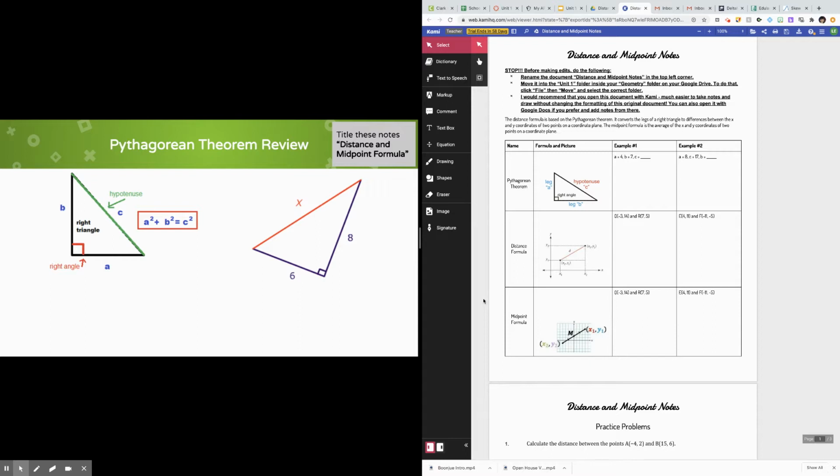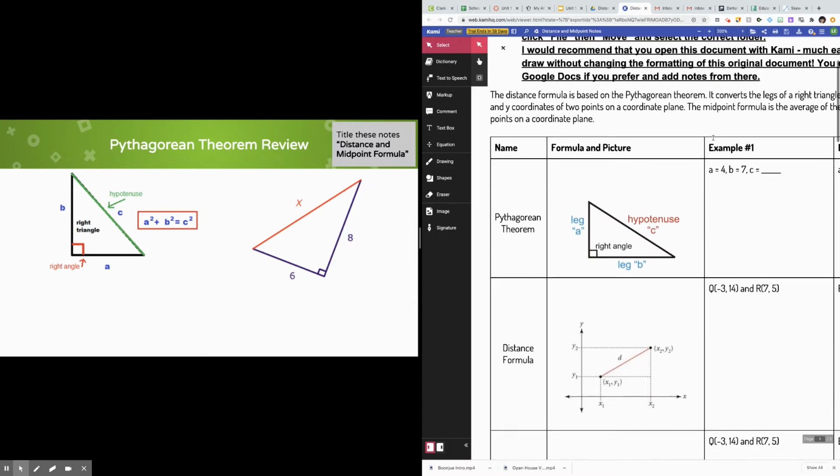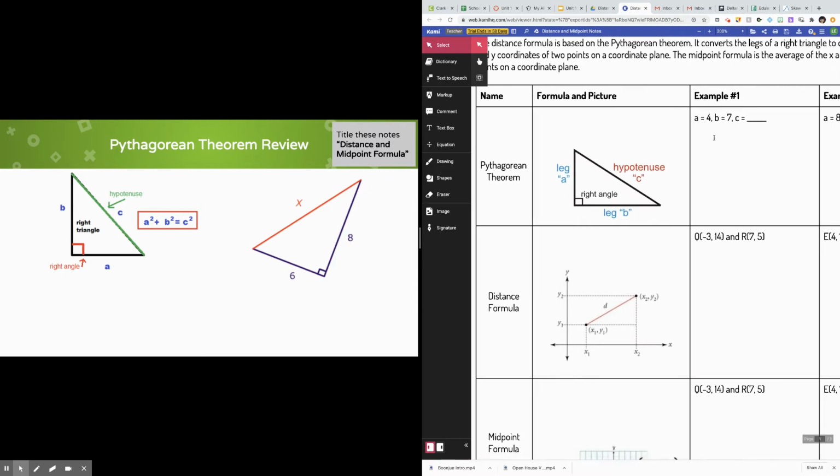So before we can talk about the distance formula, we have to understand the Pythagorean theorem. The reason for that is because the distance formula is built on the Pythagorean theorem. The distance formula is just the Pythagorean theorem converted to use coordinate points instead of lengths, like side lengths of a right triangle. So I'm hoping that you remember what the Pythagorean theorem is from your Algebra 1 class.